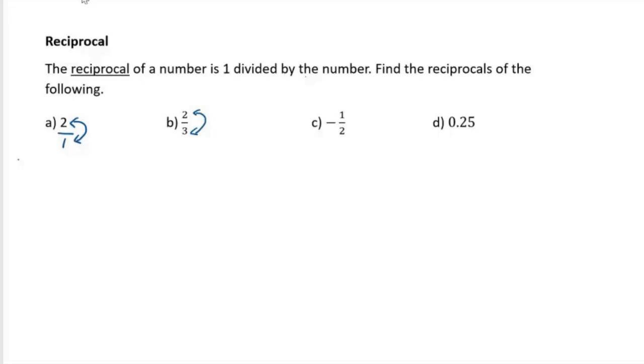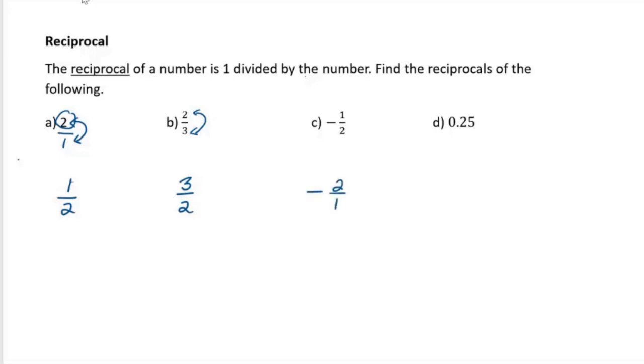So the reciprocal of 2, or 2 over 1, becomes 1 over 2. You can also see that this is the same as taking the integer 2 and taking 1 and dividing it by that integer. So the reciprocal of 2/3 is 3 over 2. The reciprocal of -1 over 2 is -2 over 1.